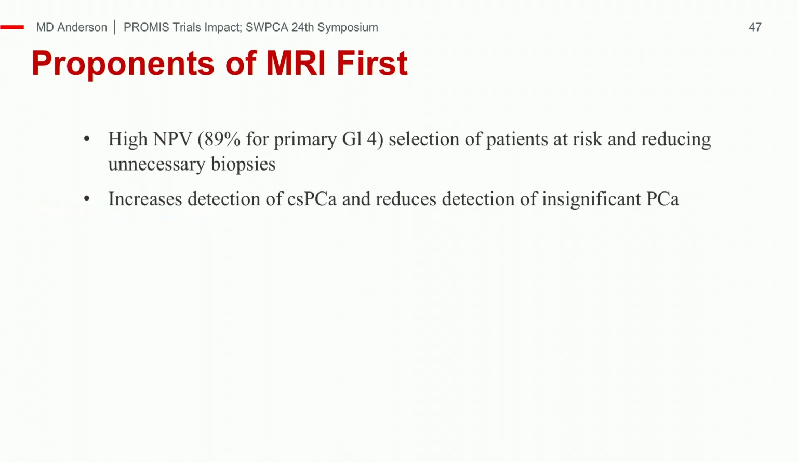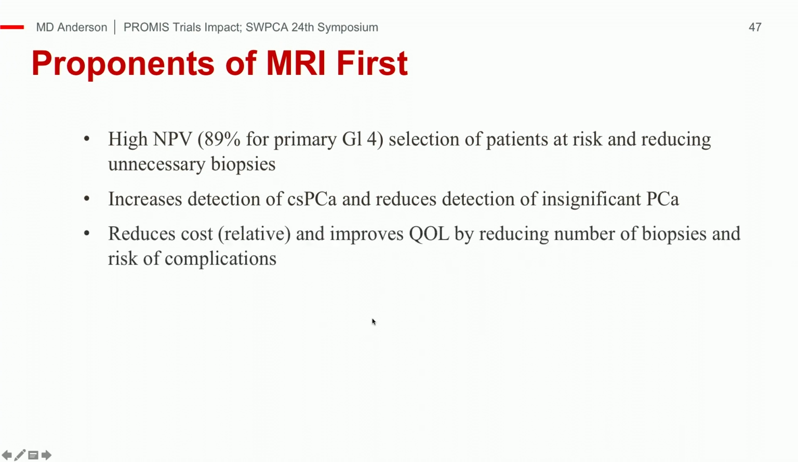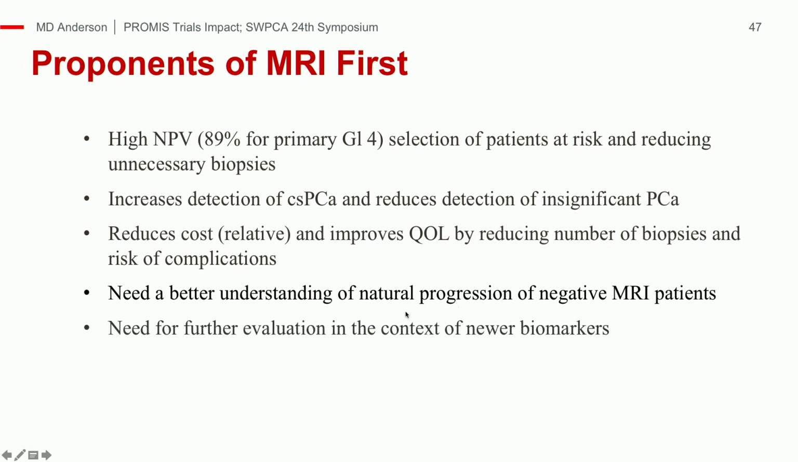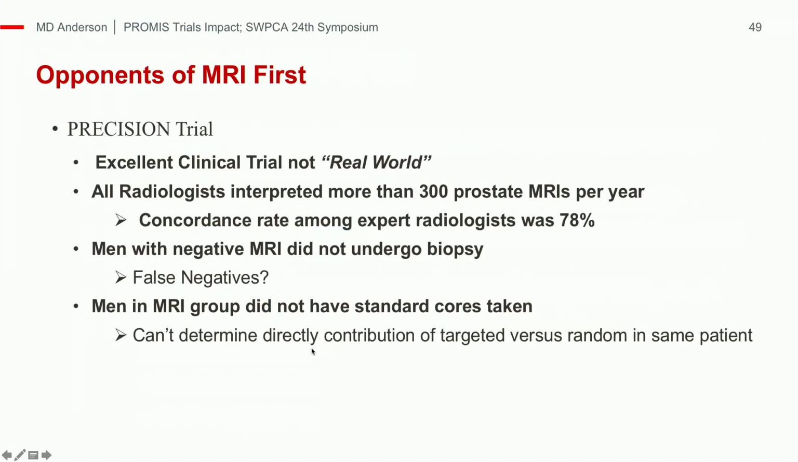So the proponents of MRI first say that it has a high negative predictive value that comes from both the PRECISION trial and the PROMIS trial, and it increases the detection of clinically significant prostate cancer while decreasing the detection of clinically insignificant prostate cancer, and that overall it will reduce the costs and improve quality of life by reducing the number of biopsies that are needed and the risk of complications. It also importantly gives a better understanding of the natural progression of negative MRI patients. However, we need further evaluation of this through markers, as Dr. Crawford was talking about earlier.